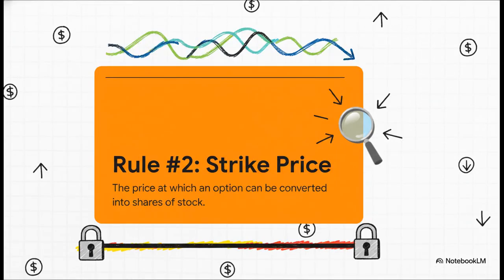Next up, rule number 2, the strike price. The easiest way to think about this is like the option's fixed price tag. It's the price that's predetermined, the one you can use to buy or sell the stock. Now, the actual market price of the stock might be bouncing all over the place, but your strike price, that's locked in. And that is where an option gets its power.